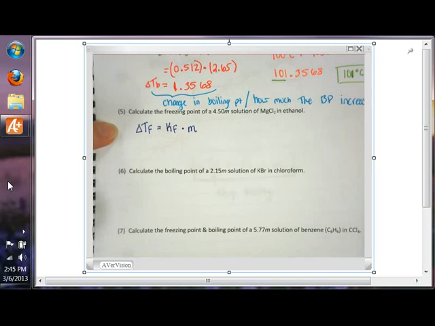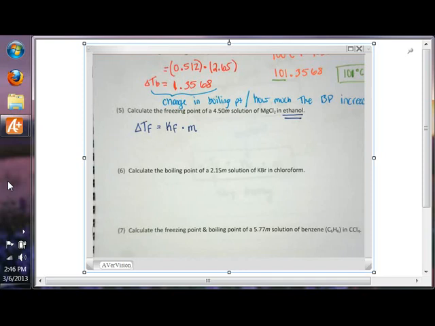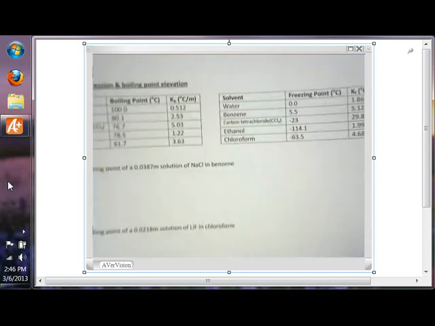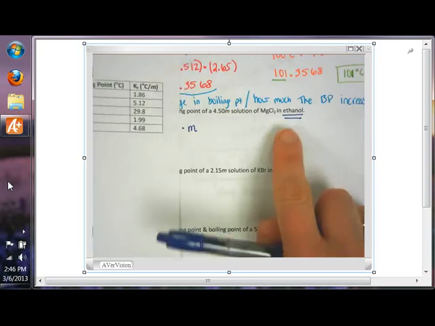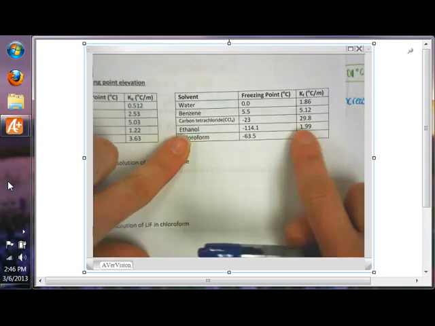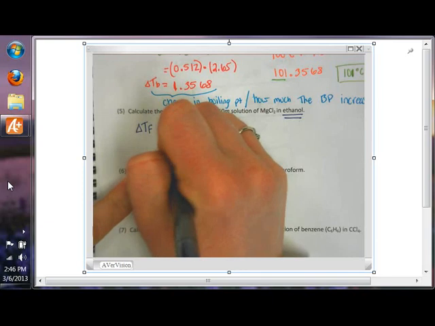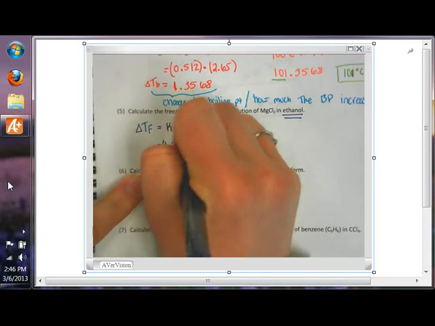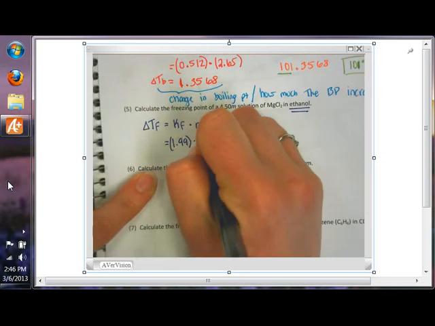So notice it's in ethanol. So if you look at your table that's on one of your worksheets, you're going to use the freezing point, and it's in ethanol. It did say that. Now the KF of ethanol is 1.99. So that's what I'm going to go ahead and write down for the KF. Times the molality, which they give me. I multiply that out, and my calculator spits out 8.955.